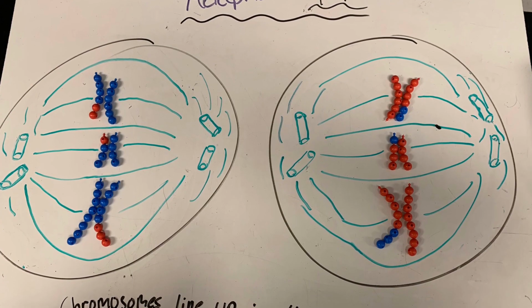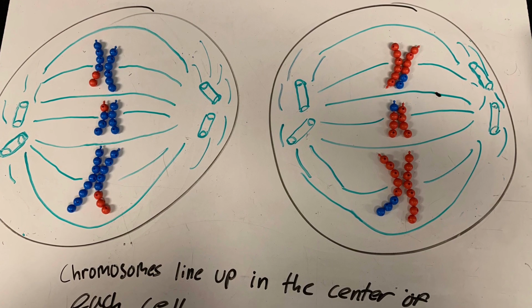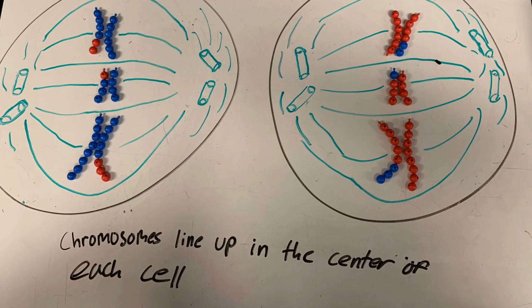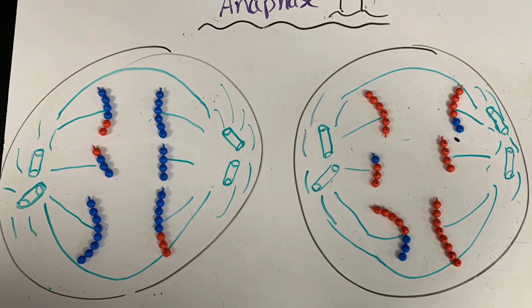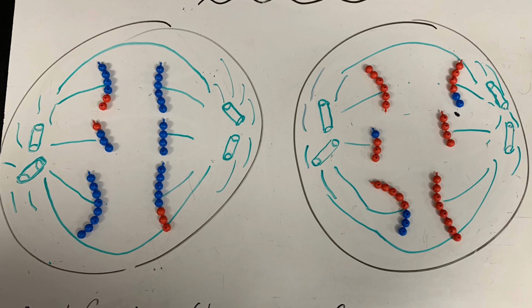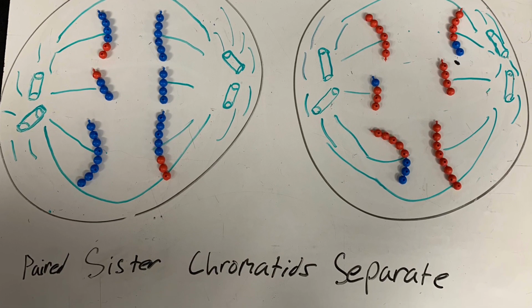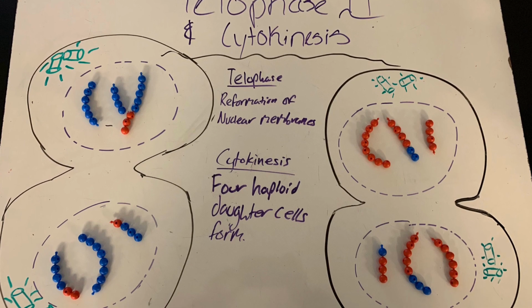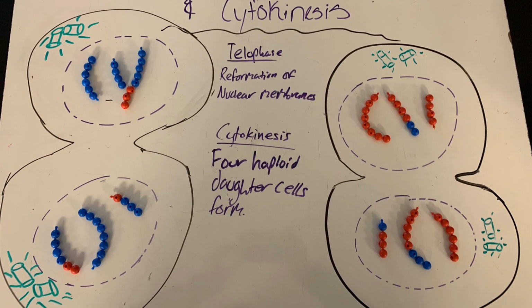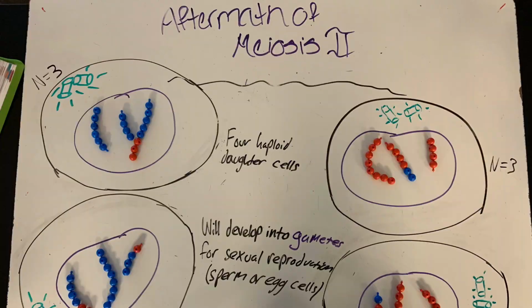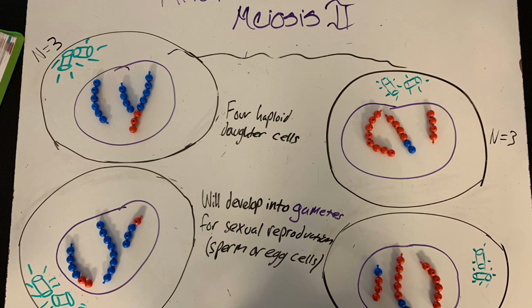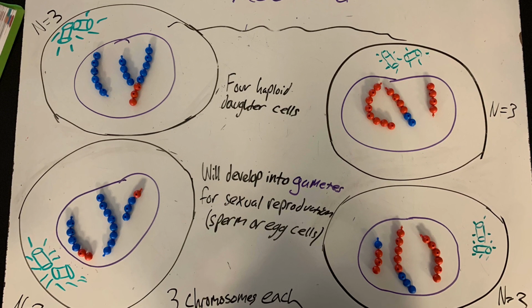In metaphase 2, the spindle fibers fully form and the chromosomes line up in the center of each cell. Anaphase 2 then occurs, where the spindle fibers separate the paired sister chromatids of each chromosome to opposite ends of the cell. Then, telophase 2 and cytokinesis occur, where a nuclear membrane is reformed around each chromosome cluster and each of the 2 cells split to form 2 new cells for a total of 4 haploid daughter cells. Now that is the process of meiosis.